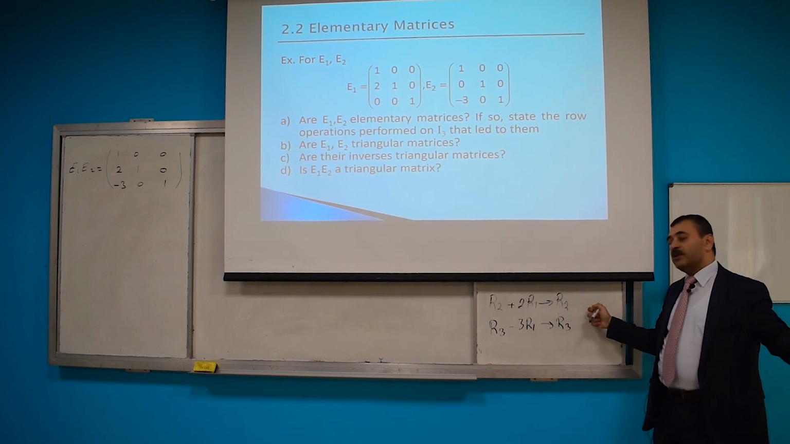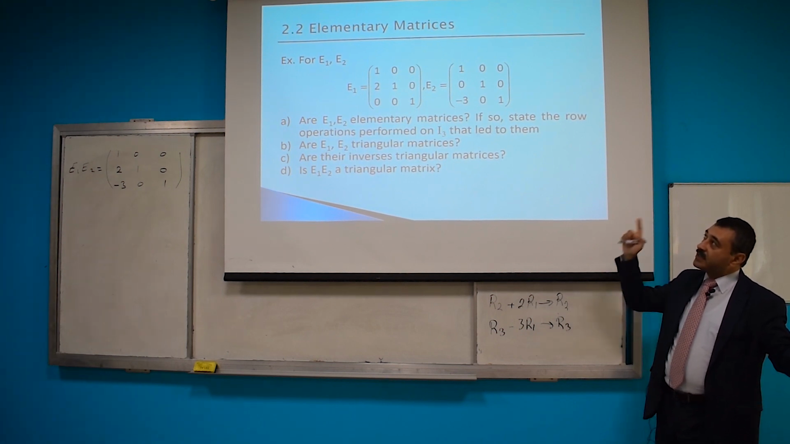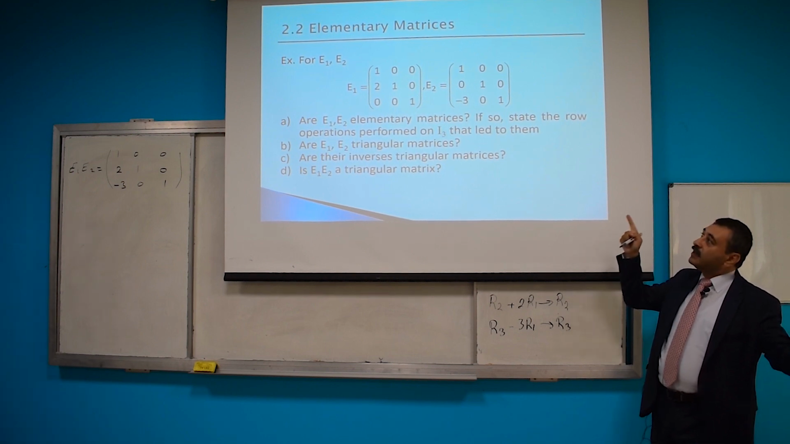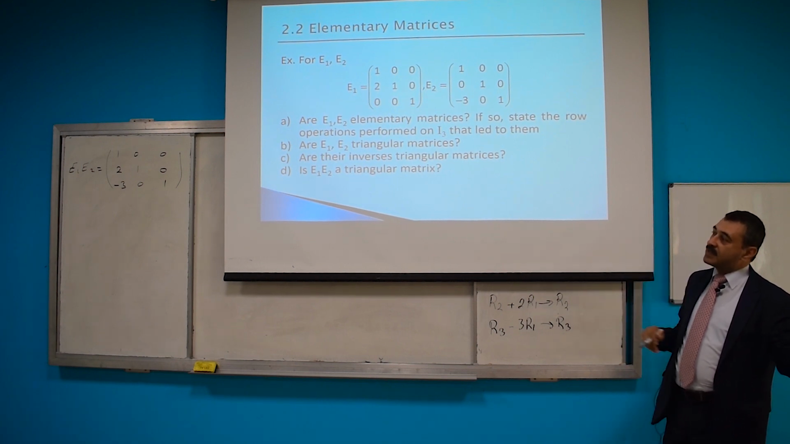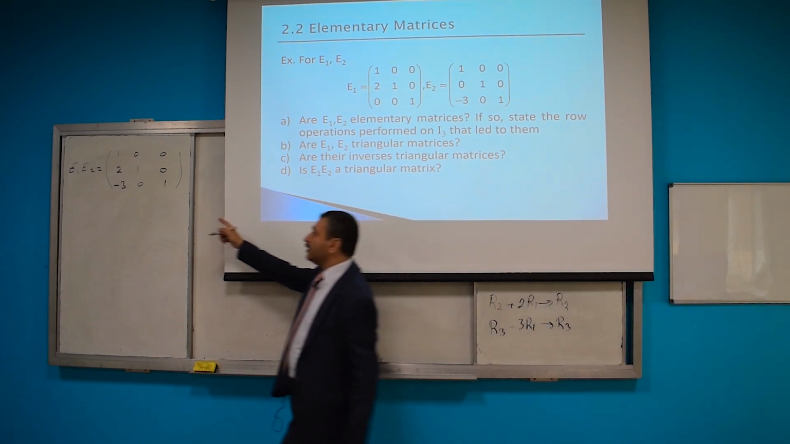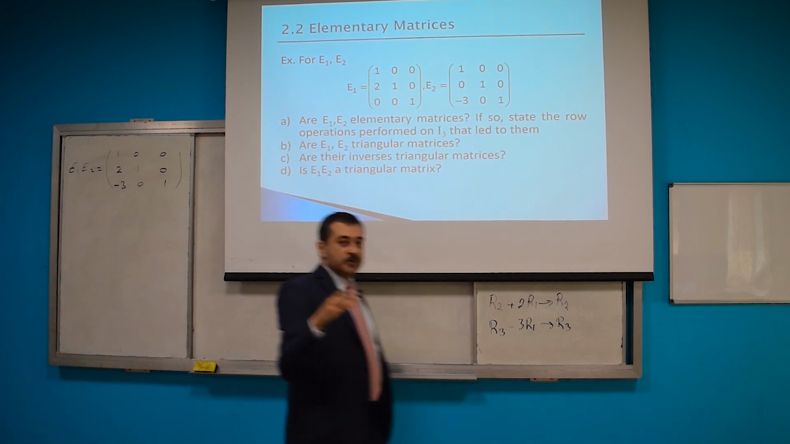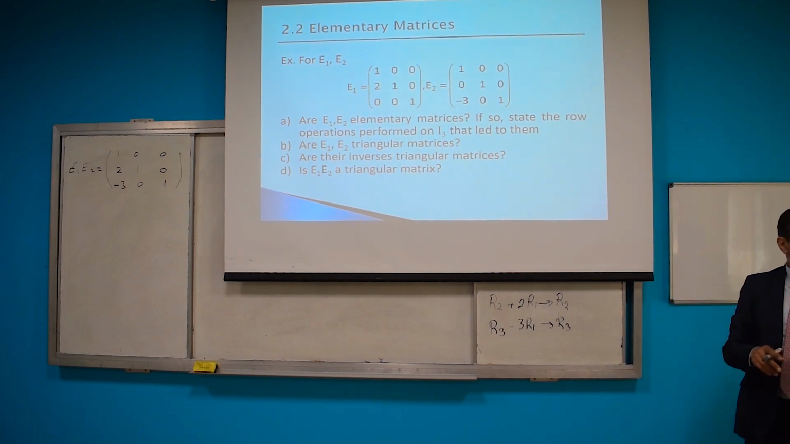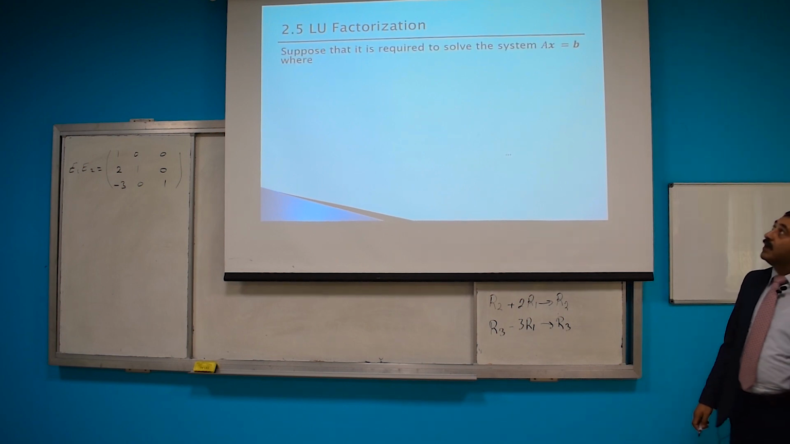So when you apply reduction and do the replacement operation, the elementary matrices used are lower triangular with diagonal entries of all ones, and the product of these elementary matrices is also a lower triangular matrix with ones on the diagonal. We want to use this fact to do the factorization of the matrix A into the product of two matrices. One of them is lower and the other is upper.